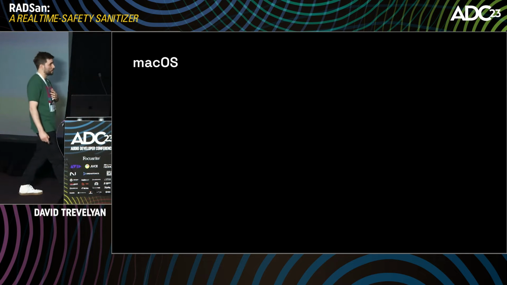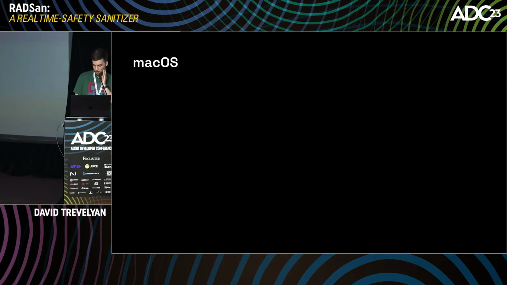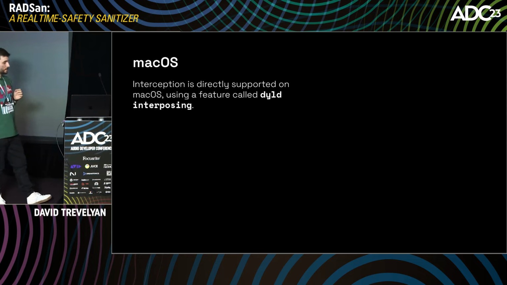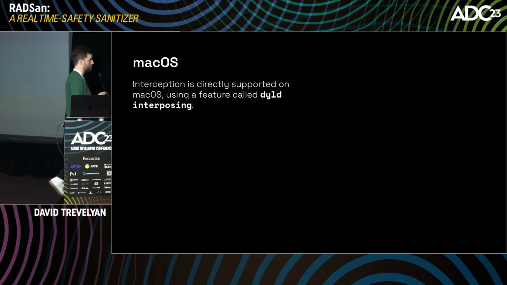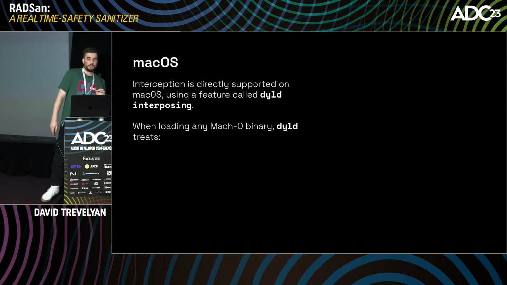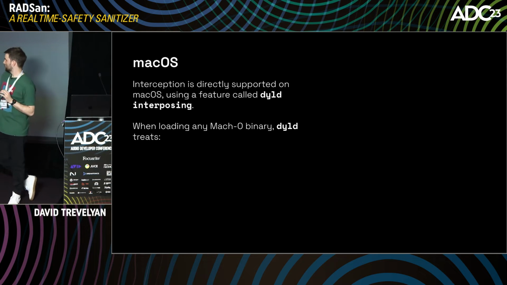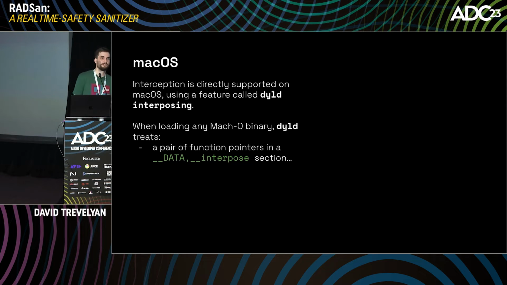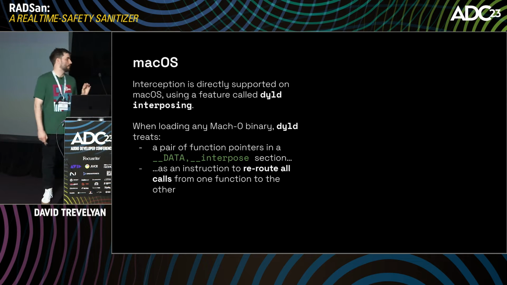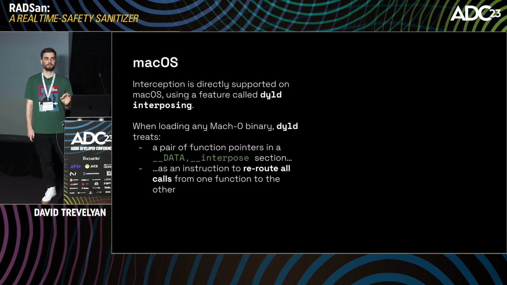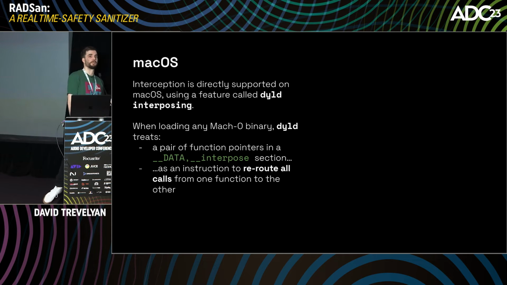And how that works on macOS is a little bit different to how it works on Linux. So I'm going to talk through that fairly quickly. Interception is actually directly supported on macOS using a dynamic loader feature called interposing. And how that works is like this. When the dynamic loader loads a Mach-O binary, and if it finds a pair of function pointers in this special data interpose section of the binary, it treats that as an instruction to reroute all calls from one function to the other. So that's really, really very powerful.